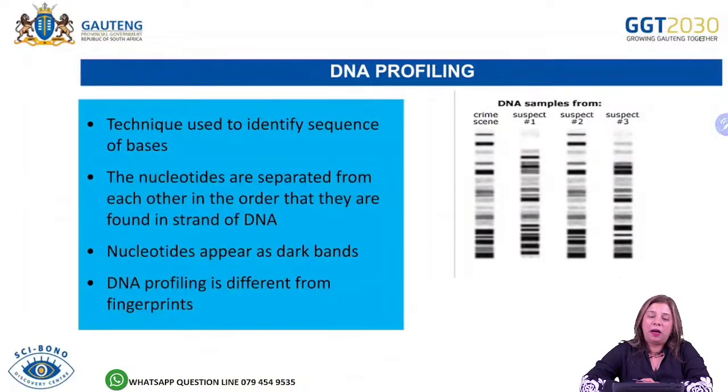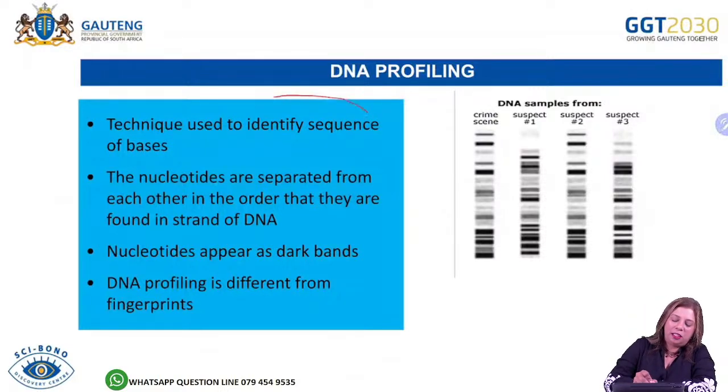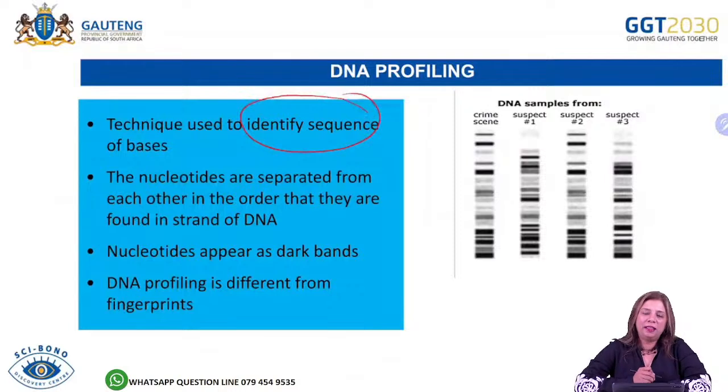Now let's talk about DNA furthermore. So DNA profiling is something that you've come across. It's a technique used to identify a sequence of bases. Basically, DNA profiling shows fragments of DNA in the form of light and dark bands of different thicknesses and different lengths, and it is used to identify. We know that DNA is specific to every individual.